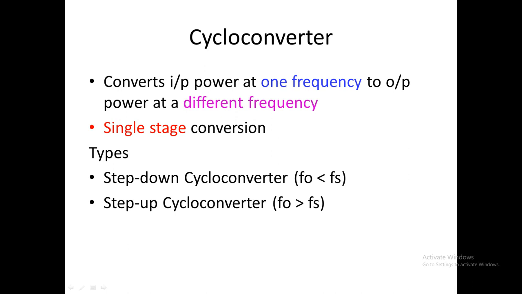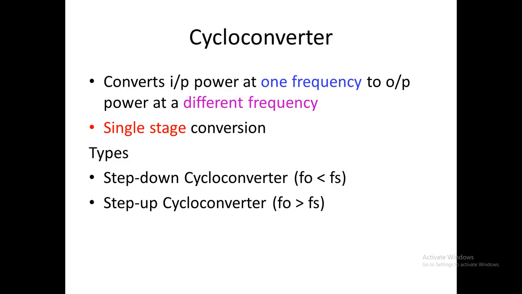So today we will look at cycloconverters for the lab class. Cycloconverters convert AC input voltage at one frequency to AC output voltage at another frequency. That is, they convert the frequency of the input voltage to another frequency, and we can also change the magnitude in a single stage conversion. So here we can change both the voltage as well as the frequency.